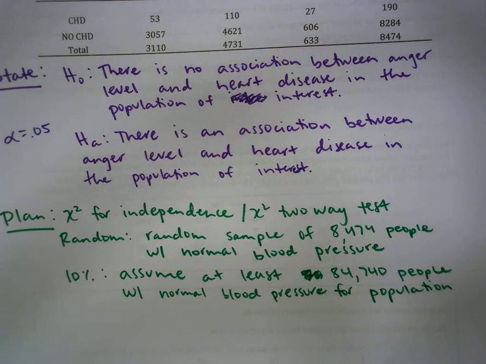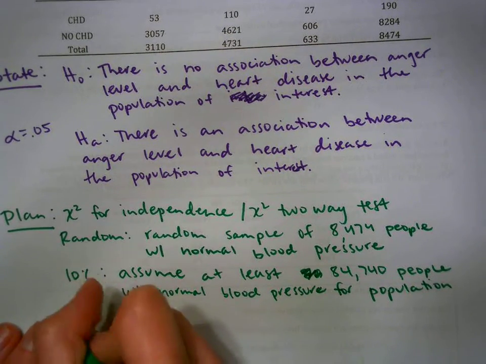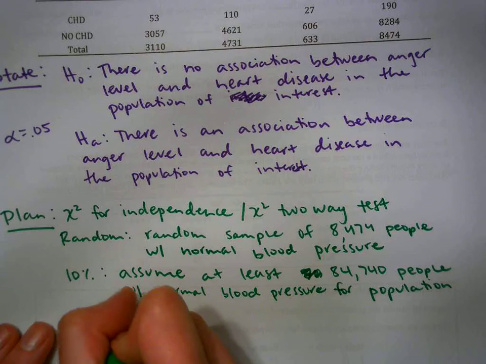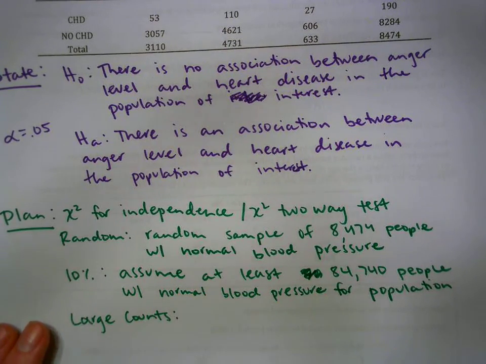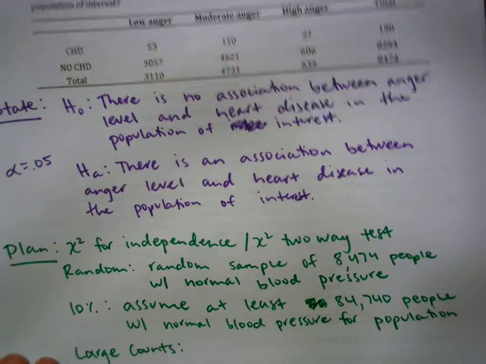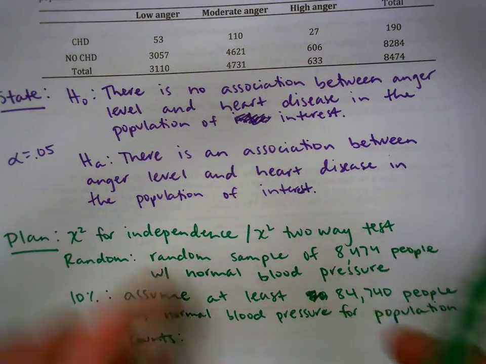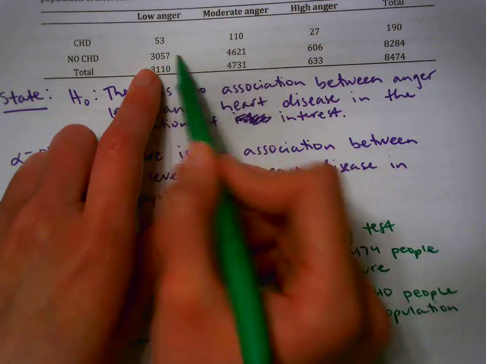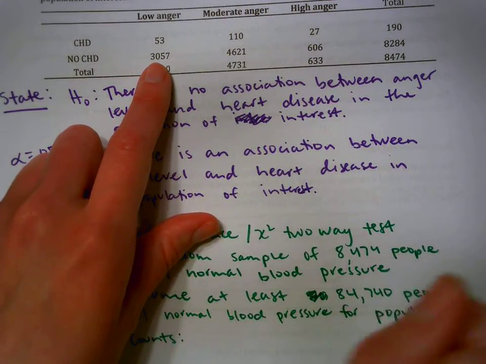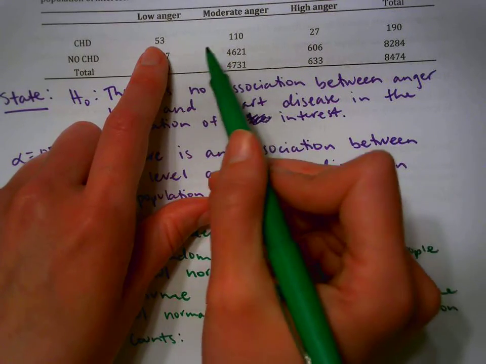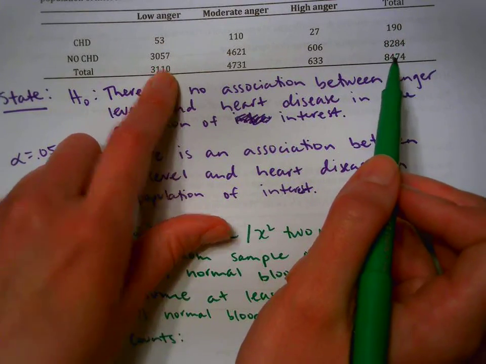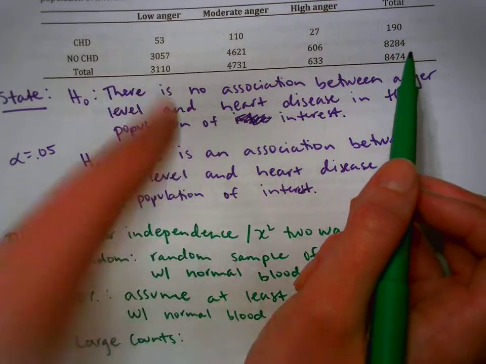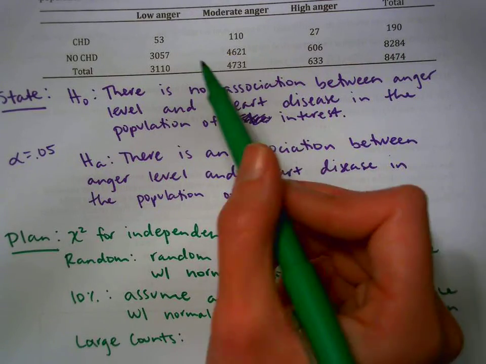Okay, so then we need to do large counts. We need to make sure all our expected counts are greater than 5. We could do it by hand if you prefer. We have six observed values, so we would need to do row total times column total divided by table total for each of the six.